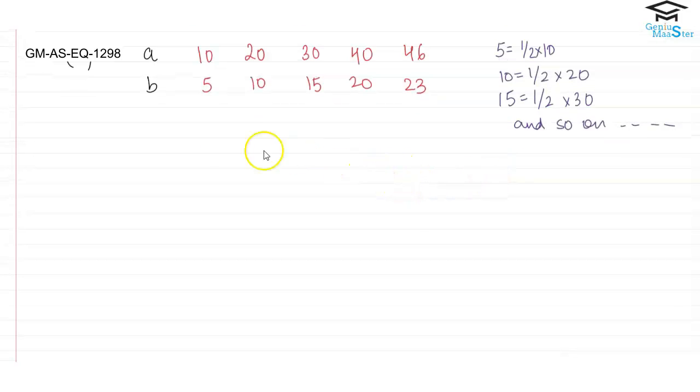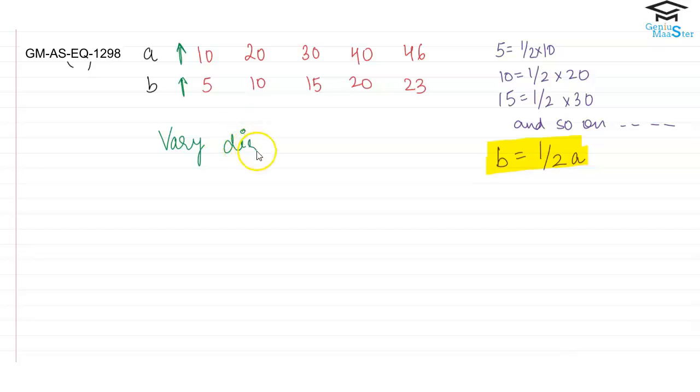So we can say that the relationship between B and A here is B equals half of A. So this is the relationship that has been followed here. And now we observe that as the values of A are increasing, the values of B are also increasing. So we can say that A and B vary directly.